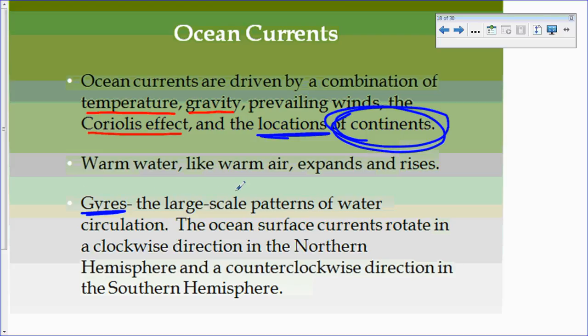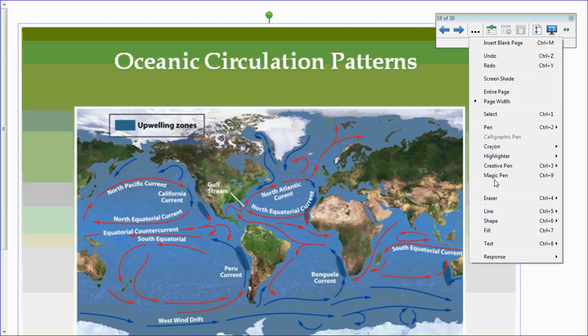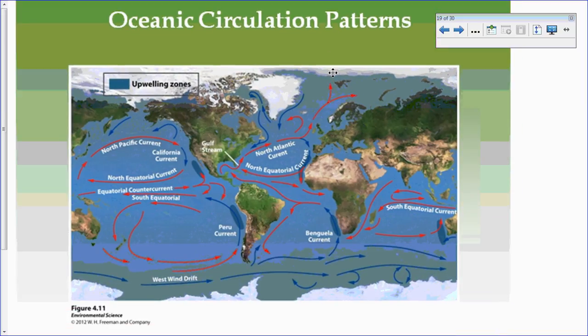Gyres right here. These circulate the surface water. They're going to circulate the surface currents. They go in a clockwise direction in the northern, and a counterclockwise in the southern. Okay, cool. So here's a picture of that. You have this in your textbook, your wonderful, wonderful textbook. Make sure you're doing these. Make sure you're doing your strive for fives as well. See the clockwise up here, counterclockwise in the south, right?